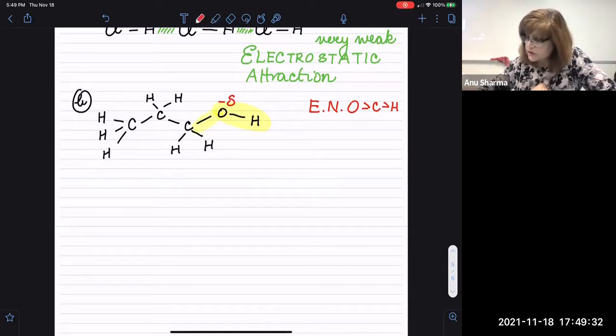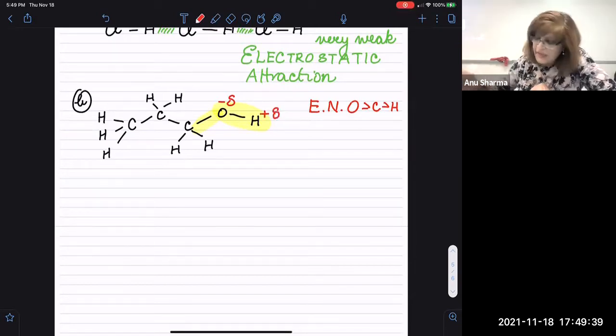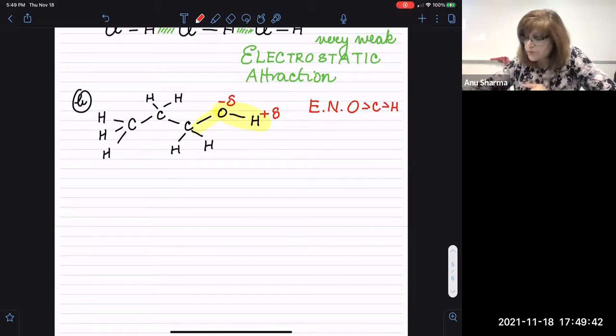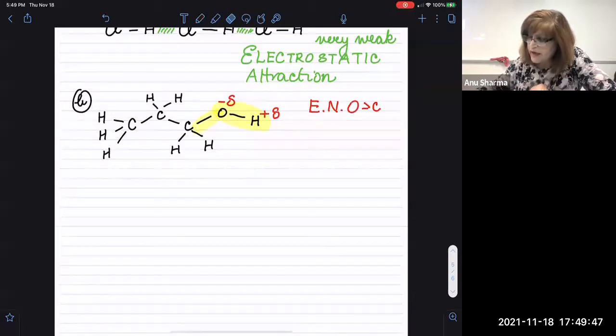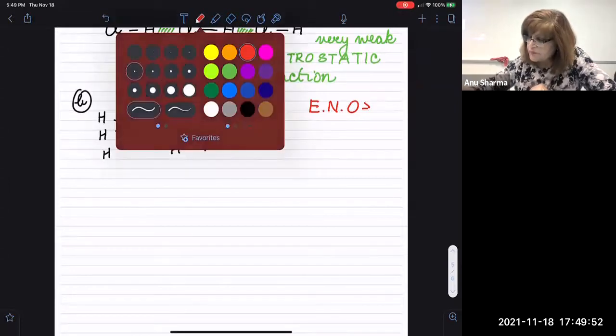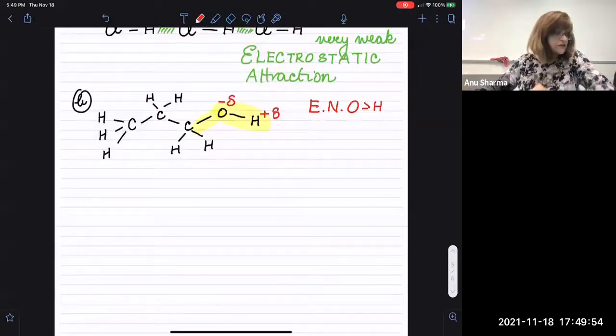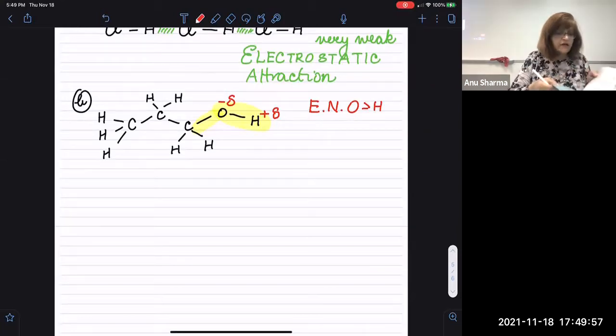So that's the nature of oxygen. It's pulling the electron clouds. Hydrogen gets a delta positive charge. Now, the remaining hydrogens are connected to carbon, and there's not much difference between carbon and hydrogen. So I'm just going to leave it like that. Carbon and hydrogen, there's not much difference. How much is that? Let's see, in your handout, if you see, get this out.